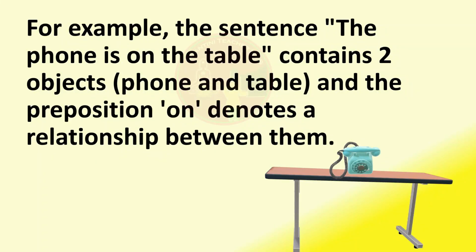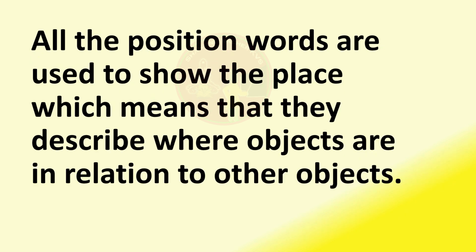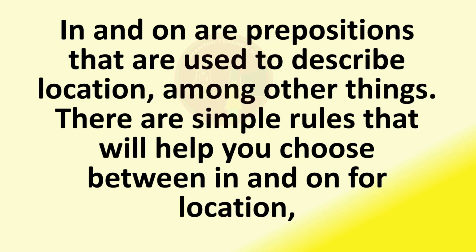For example, the sentence, "The phone is on the table" contains two objects, phone and table. And the preposition "on" denotes a relationship between the table and the phone. Relationship between these both things. All the position words are used to show the place, which means that they describe where objects are in relation to other objects. In and on are prepositions that are used to describe location among other things.